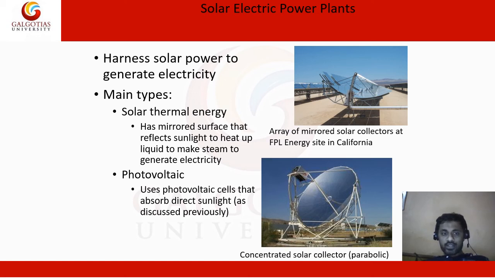So the main types include solar thermal energy, which has a mirrored surface that reflects the sunlight to heat up liquid to make steam to generate electricity, and also the photovoltaic type, where the photovoltaic cell absorbs direct sunlight. As we discussed earlier, you can see the concentrated solar collector, which is a parabolic type, and an array of mirrored solar collectors at the FPL energy site in California. So these are some of the applications where solar energy comes into the picture.